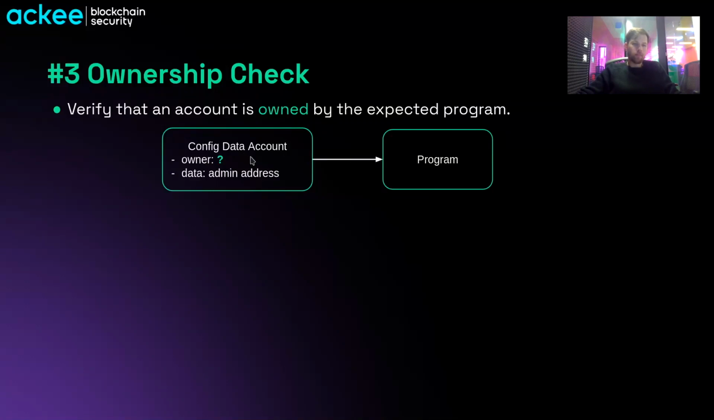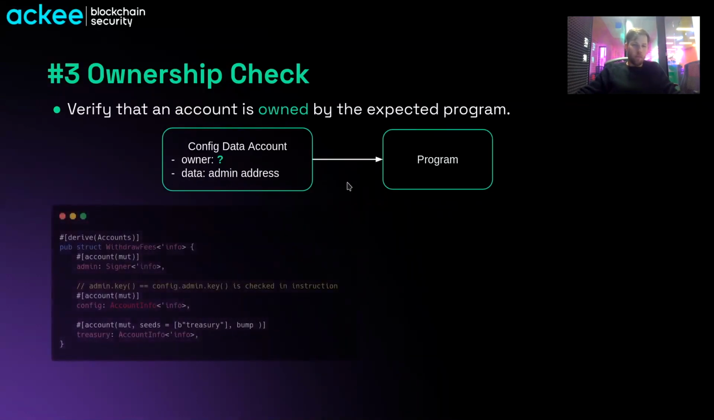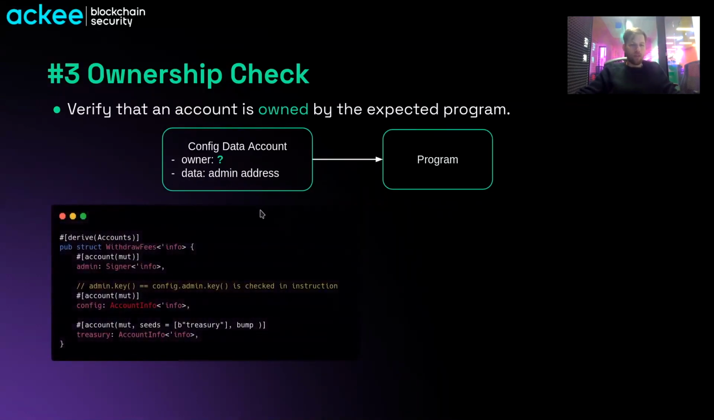and as you know, each account has different fields. So one of the fields is the owner field that holds the public key of the owner of your account, and then you have some data, for example. And if we take this code, again, it is a context of withdraw instruction, and consider the following scenario.